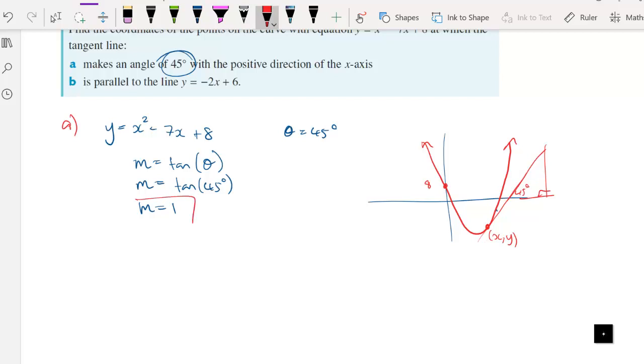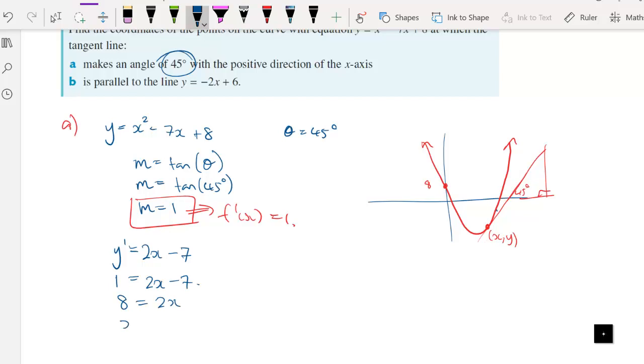Alright, so that's number one. That's pretty important. We know the gradient will be equal to 1, so that also tells us that the derivative will be equal to 1. So next thing we need is a derivative. So we practiced this last lesson. Derivative of x squared is 2x. Derivative of negative 7x is negative 7, and the derivative of 8 is 0. So we want to find what x is when the gradient is 1 or the derivative is equal to 1. So 1 is equal to 2x take 7. 8 is equal to 2x, and therefore x is equal to 4.